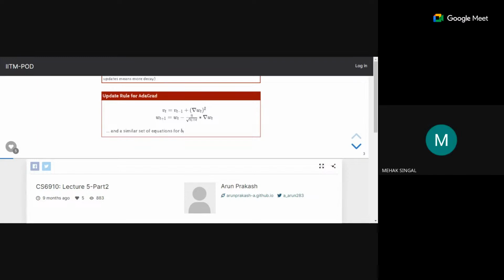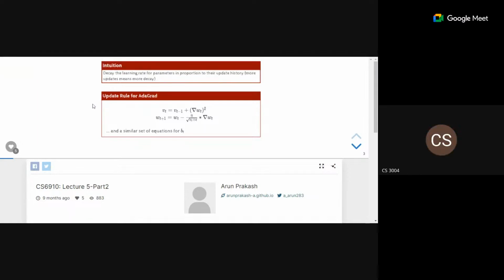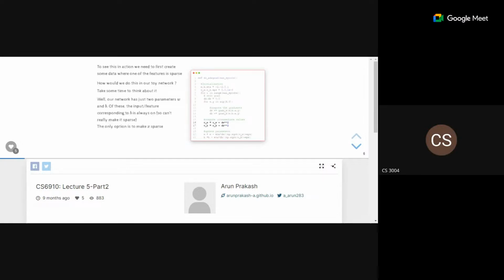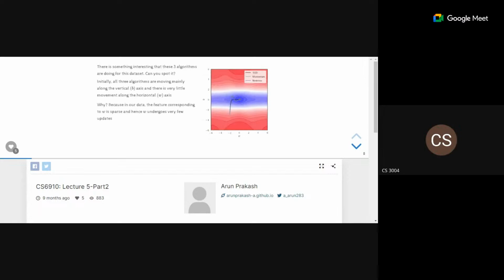Slide number 5, it's written this line. Let me see that. Slide number 6, sorry. Here it is said in the second paragraph: two parameters W and B. Of these, the input feature corresponding to B is always on, so you can't really make it sparse. On the other hand, B is very dense and undergoes many updates. B is dense and W is sparse, it says.